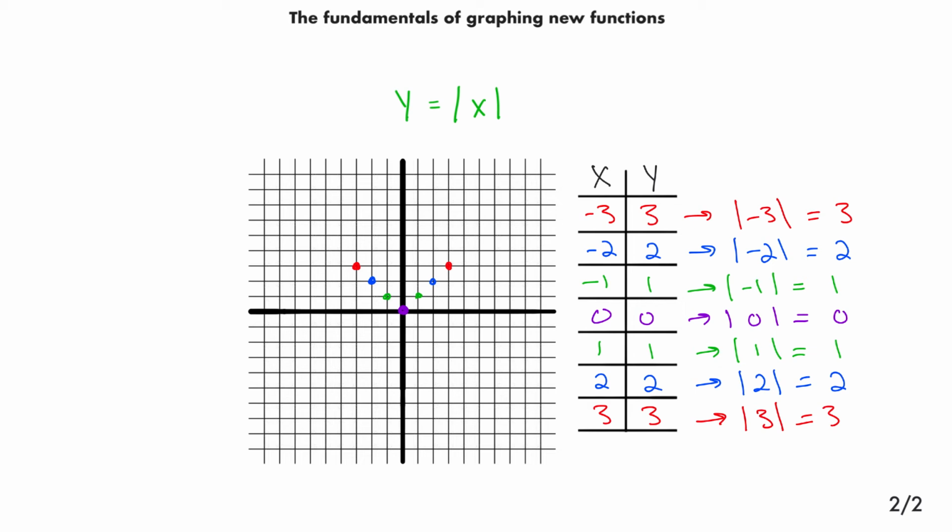Now that we have a bunch of dots, we can now get a general understanding of what the graph looks like. It looks like the letter V for victory. This is the parent function for the absolute value. That's without any manipulation, any shifting, anything crazy happening to it.